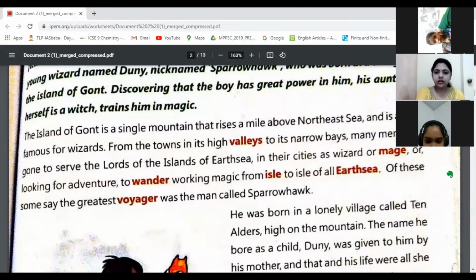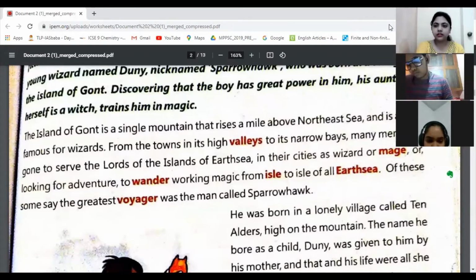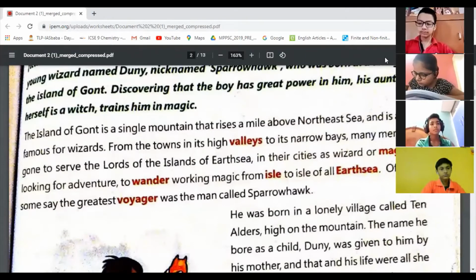So now the description of this place, the Island of Gont, has been given, that it is a single mountain. That island was a single mountain that rose a mile above the Northeast Sea. So you know what an island is? It is a land which is surrounded by water on all four sides. Yes. So in the middle of this Northeast Sea, a single mountain rose a mile above. All right, mile is used to measure distance. You know that. So a mile above the sea level, it rose so that the place becomes habitable. All right, so the people started living over there.